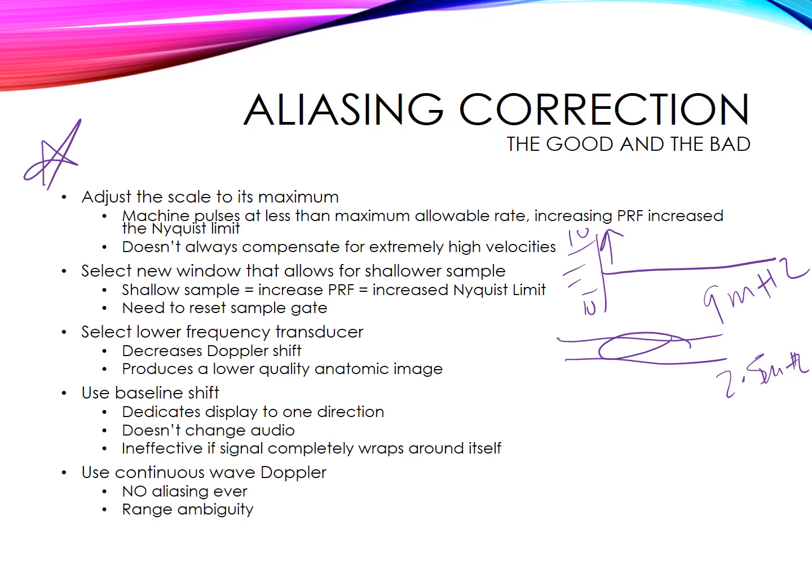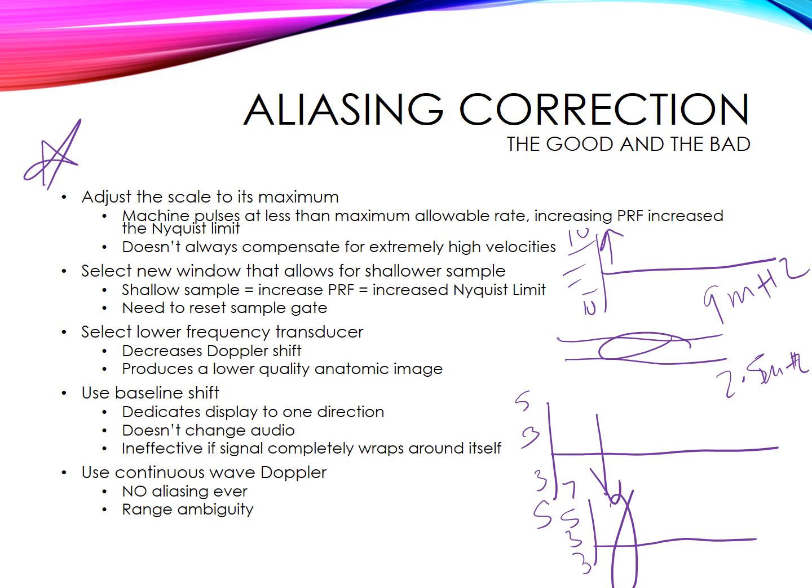The fourth option for correcting aliasing is to shift the baseline. Normally our baseline rides right in the middle with even numbers on either side of it. We can actually shift that baseline down, which will give us more room above or below the baseline to help display more of the waveform. This doesn't change the Doppler shift at all, it just changes how it's displayed on our machine. This is going to be ineffective, however, if that signal wraps all the way around itself. We just won't be able to separate out enough room to display the whole waveform.